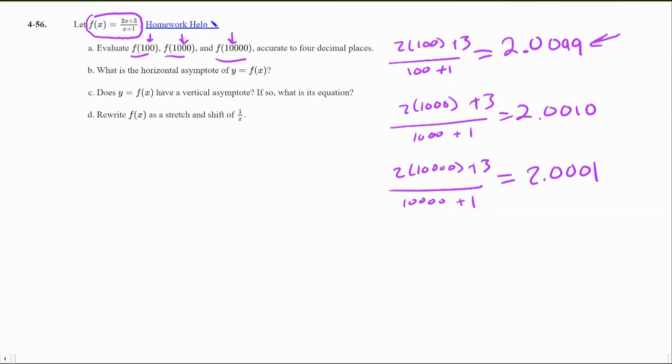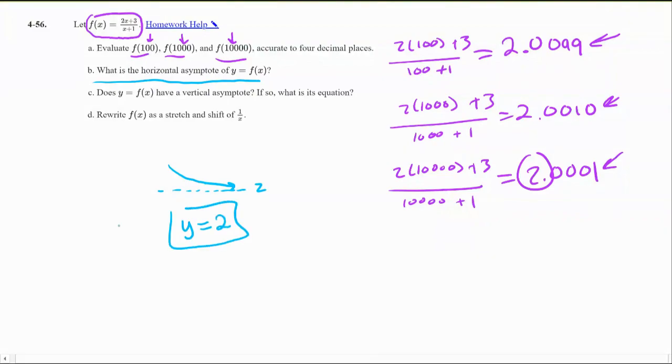So the pattern that we're looking for here is that we notice that this number here is getting smaller, but it's not going down forever. It's really getting closer and closer to the value of 2, which helps us answer the second question here. What's the horizontal asymptote? Well, as we get closer and closer to infinity in the x value, and we're getting closer to 2 in the y value, that's what we consider a horizontal asymptote. So our horizontal asymptote is at y equals 2.